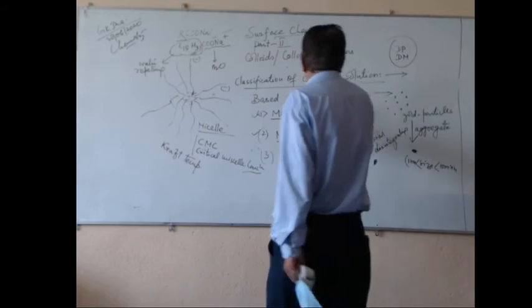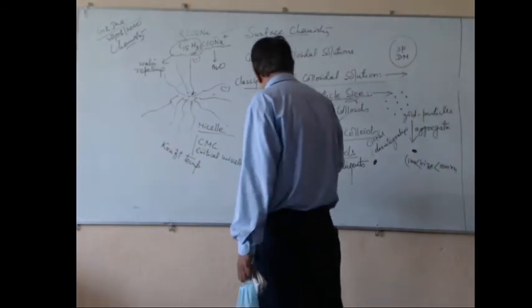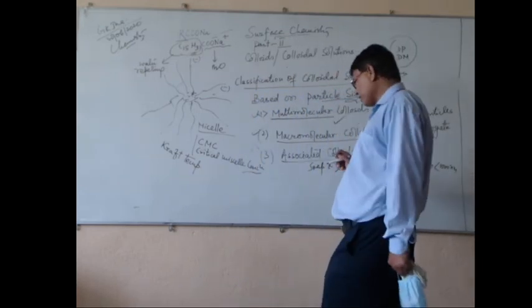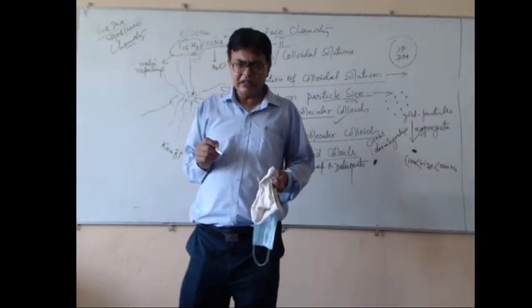So based on particle size, we have three different types of colloids. They are multimolecular colloids, macromolecular colloids, and associated colloids.